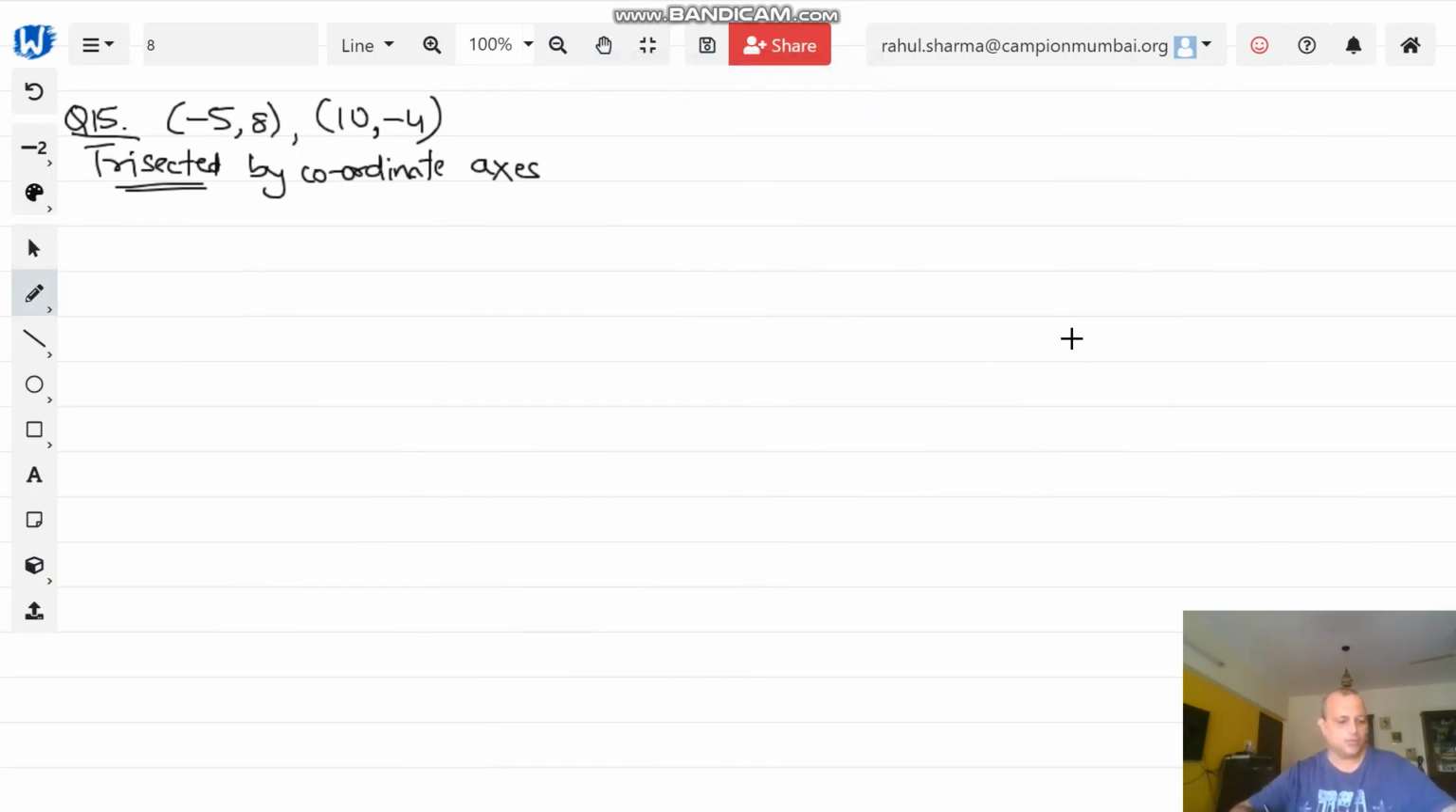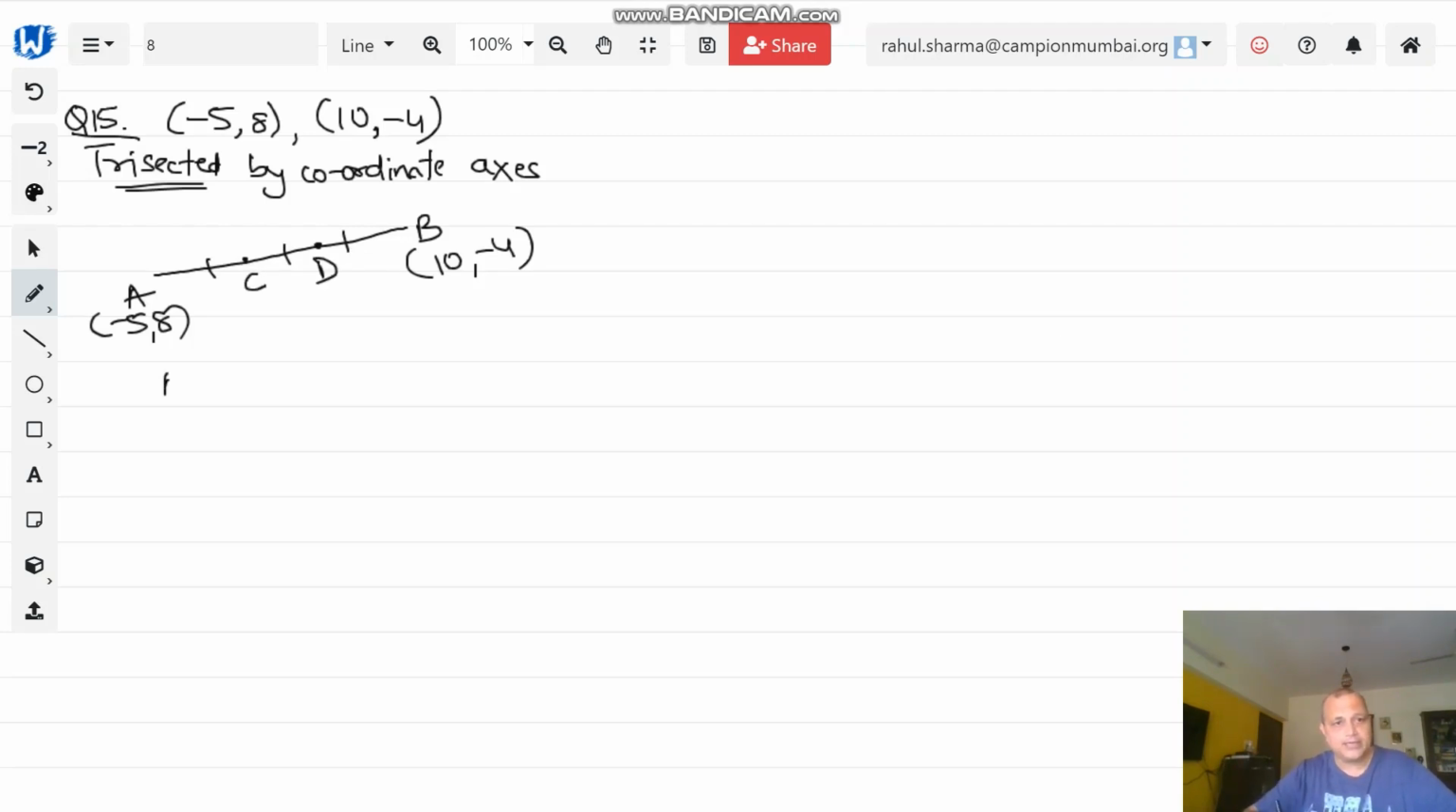Let's look at it. Question 15 says, show that the line segment joining this point and this point is trisected by the coordinate axis. So let's look at this rough line that I have. Let's name it A and B, (-5, 8) and (10, -4). So we need to figure out that this is trisected by the coordinate axis. Let's find the points which trisect. Trisect would mean each part is equal. Each of these three parts is equal. Let these points be C and D.